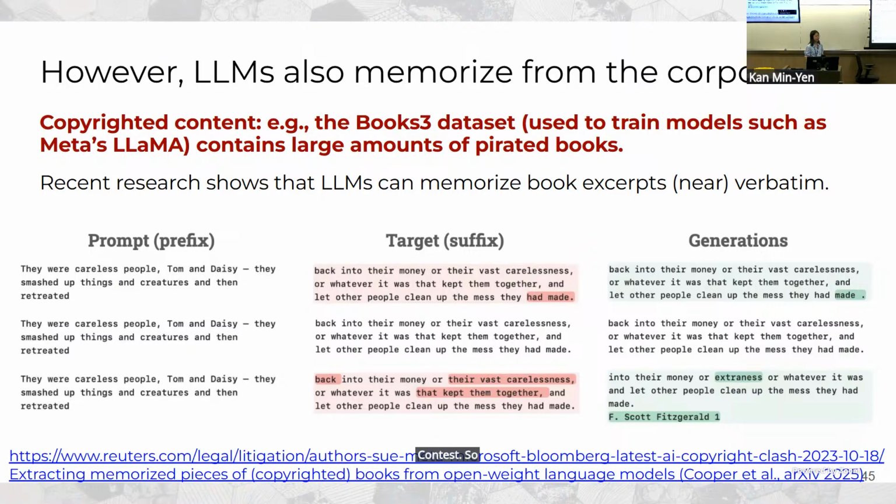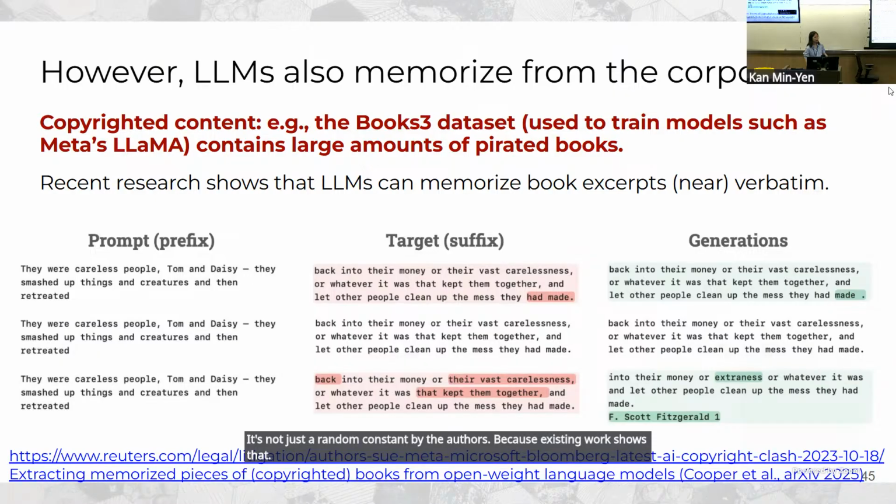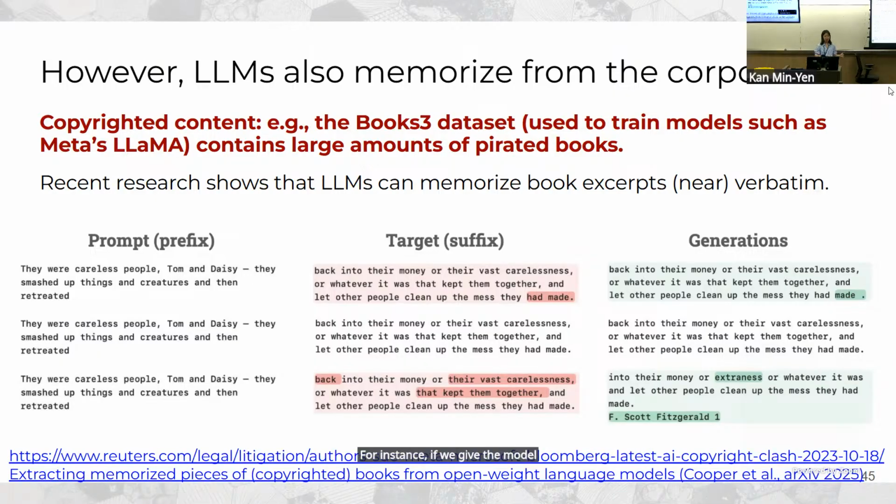So this is not just a random concern by the authors. Because existing work shows that, for instance, if we give the model a prompt, as shown in the prefix, and the target, as highlighted in red, is what is present in the original books, so if we prompt the model with an excerpt of the book and then ask it to continue, it can actually memorize the books near verbatim, as we can see in the green highlighted content.